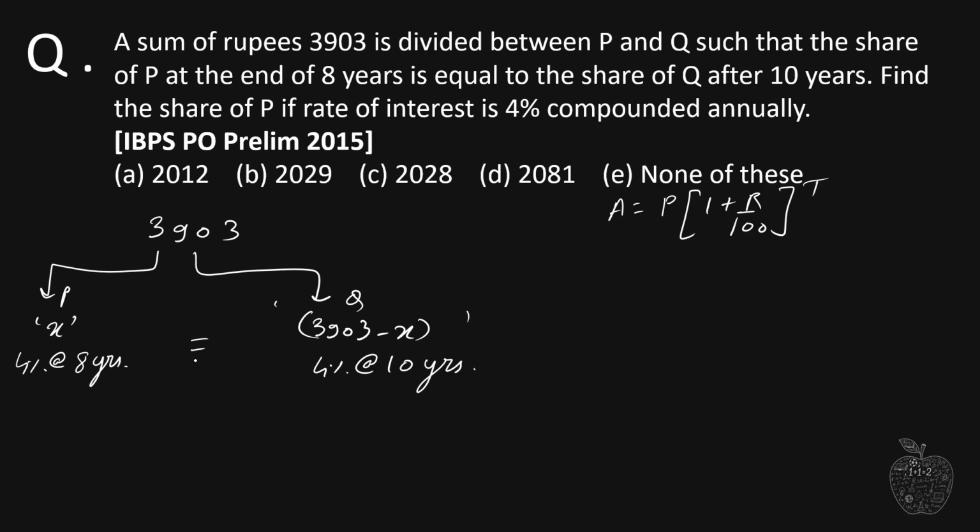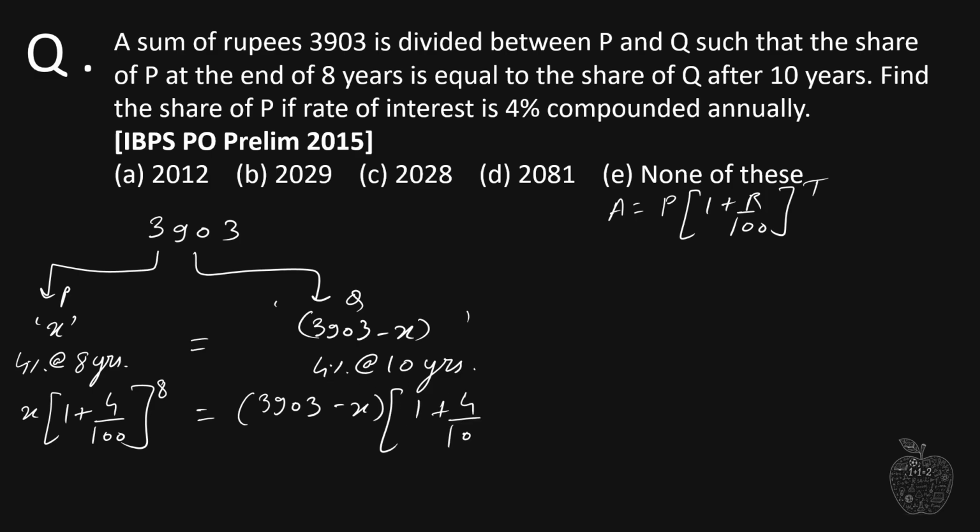So let's substitute the values here. P is X, and 1 plus R is what? 4 over 100, to the power T, which is 8. And this is equal to what? P, which is 3903 minus X, times 1 plus 4 over 100 to the power 10.